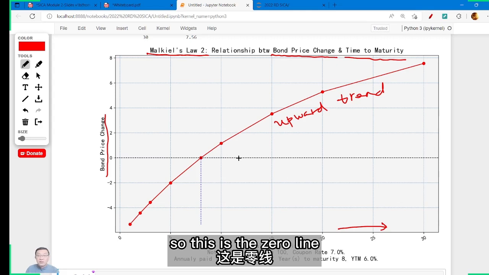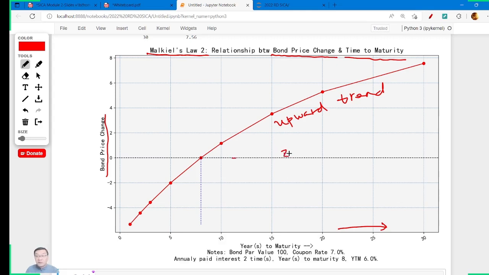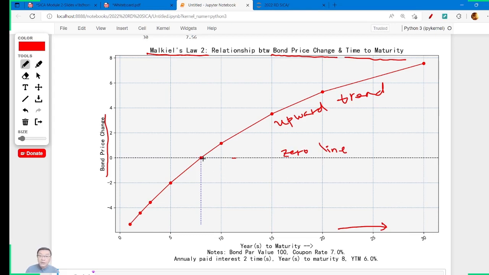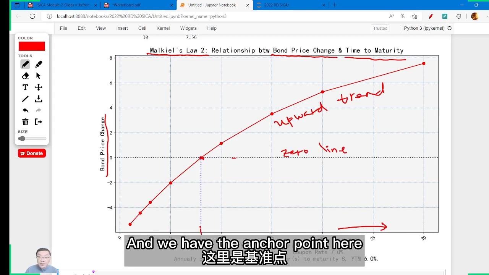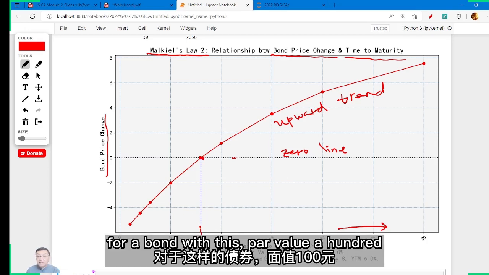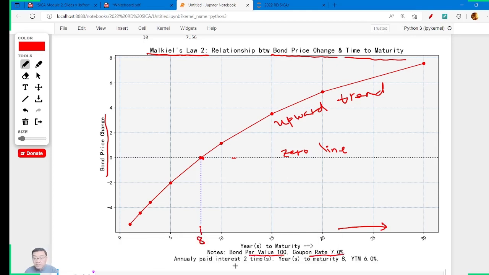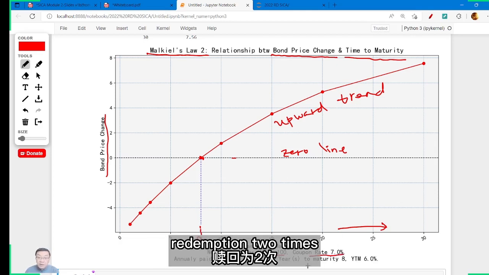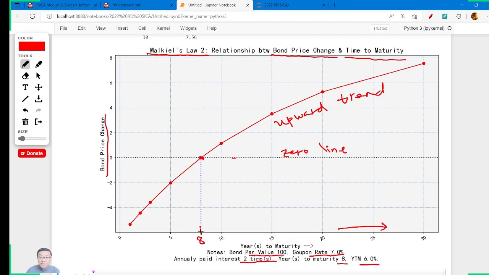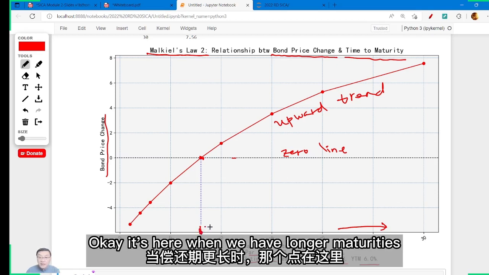So this is the zero line. Okay, and we have the anchor point here. So for a bond with par value 100, coupon rate 7%, redemption 2 times a year, maturity 8 years, YTM 6%, it's here.